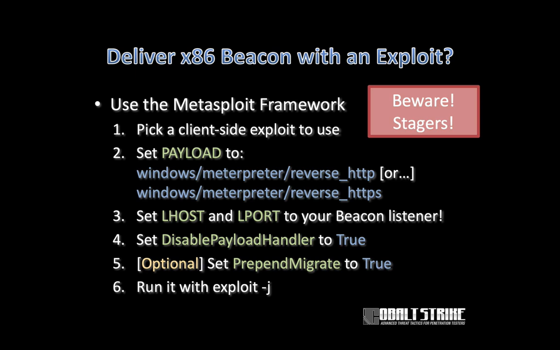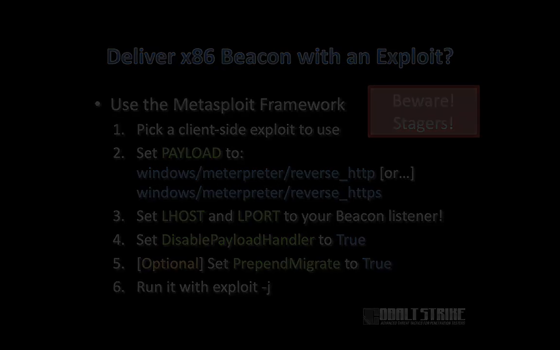If the exploit module is memory corruption on an application and you want to migrate for stability reasons, set prepend migrate to true. Once the module is configured, run it with exploit -j. The reason all of this works is because Cobalt Strike is compatible with the Metasploit framework's staging protocol. That said, when you use this process, you are definitely using Metasploit framework stagers, so be aware of that.